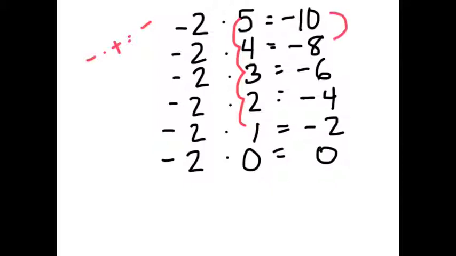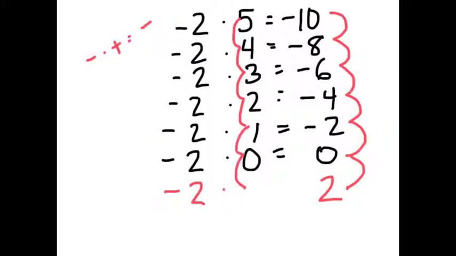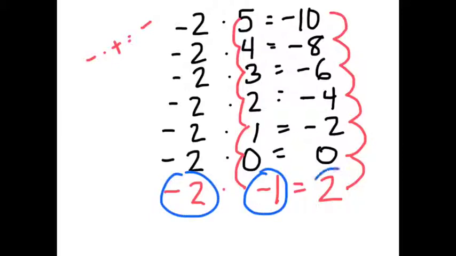And what pattern do you notice with the answers? Negative 10, negative 8, negative 6, negative 4, negative 2, 0. What are they increasing by each time? 2. So the next answer in this pattern is? Positive 2. Positive 2. So we have negative 2 times, and what's the next number in this pattern here? Negative 1. Negative 1 equals 2. So what we have here is a negative 2 times a negative 1 equaling a positive number.